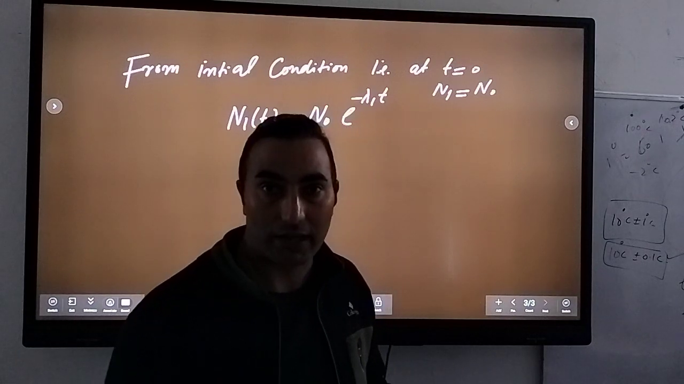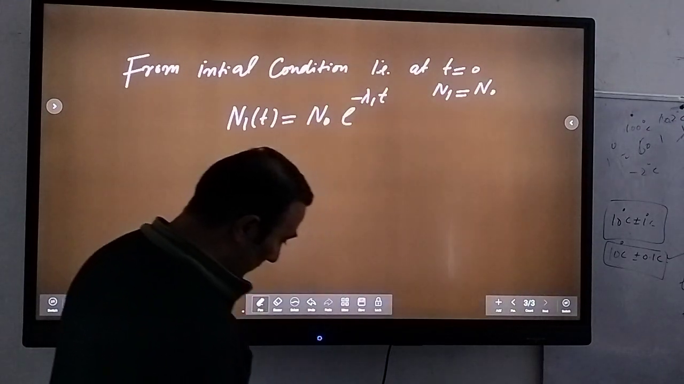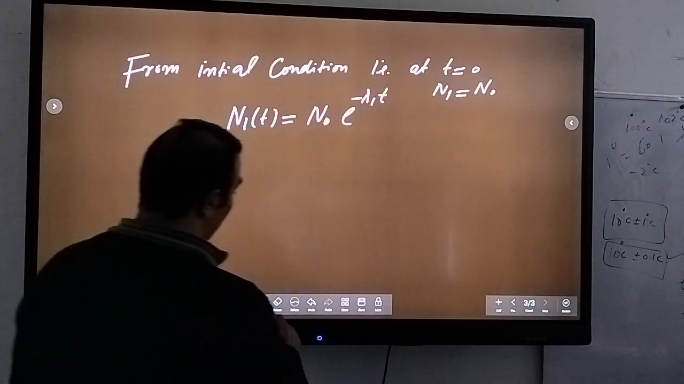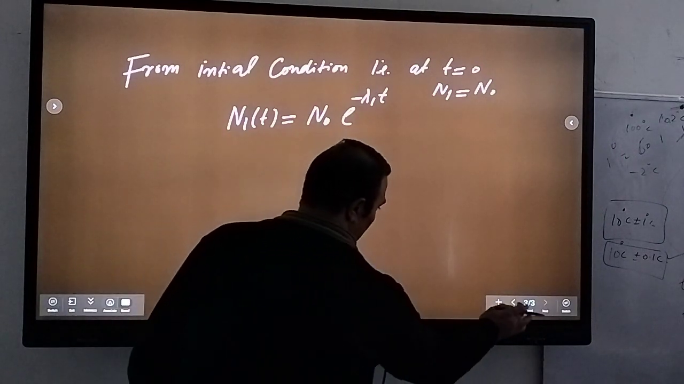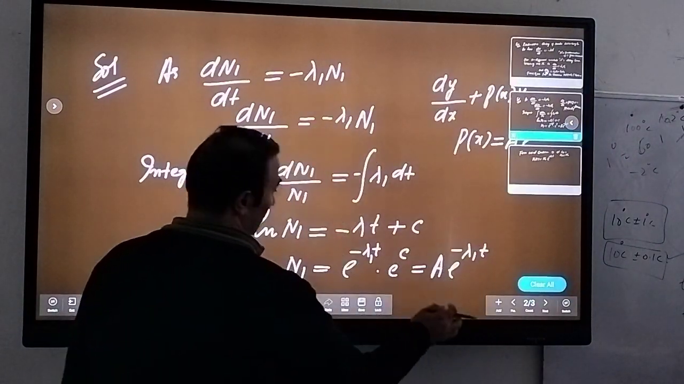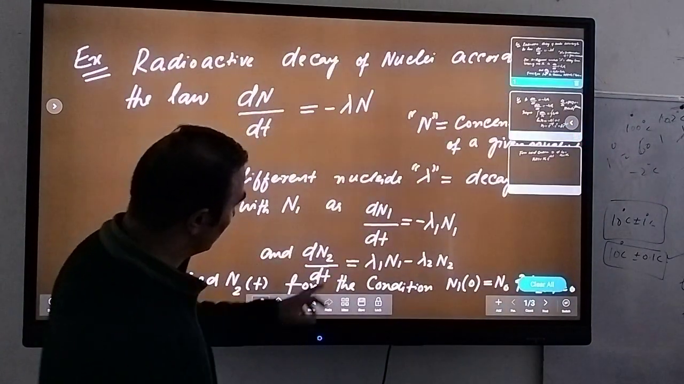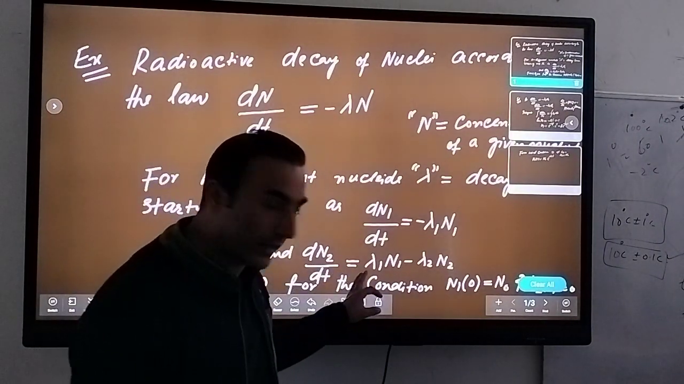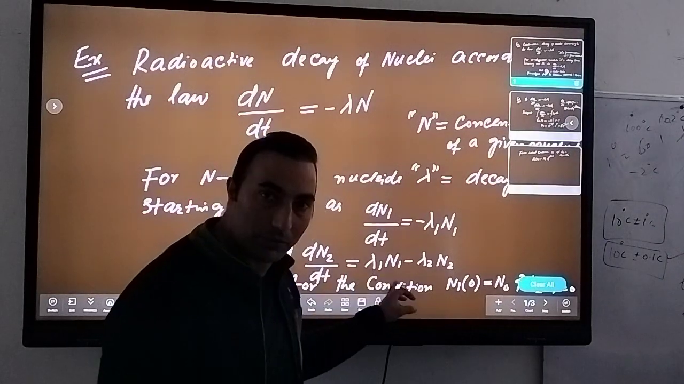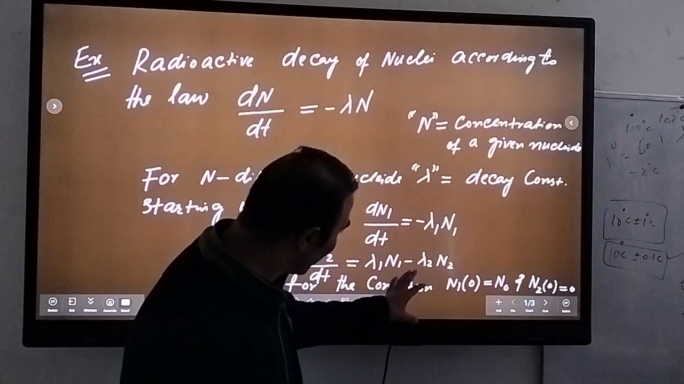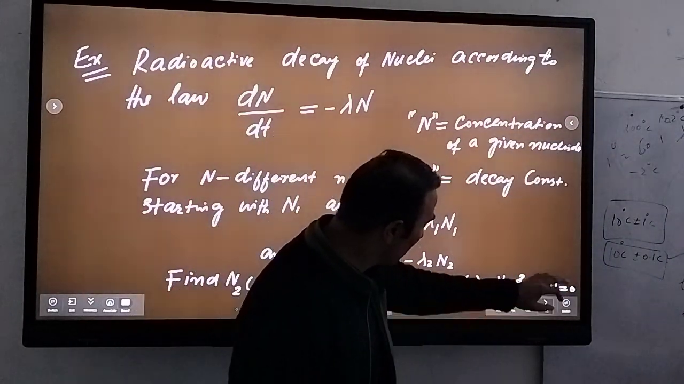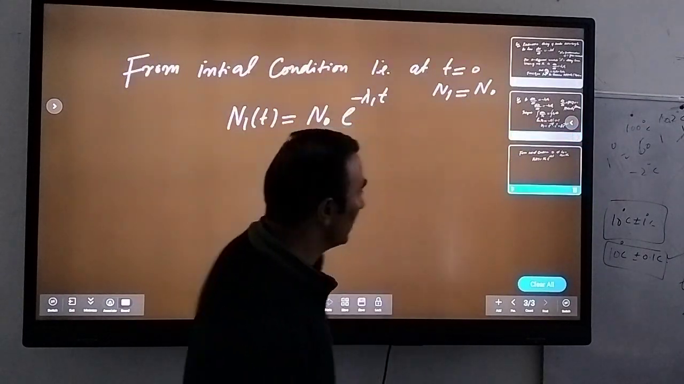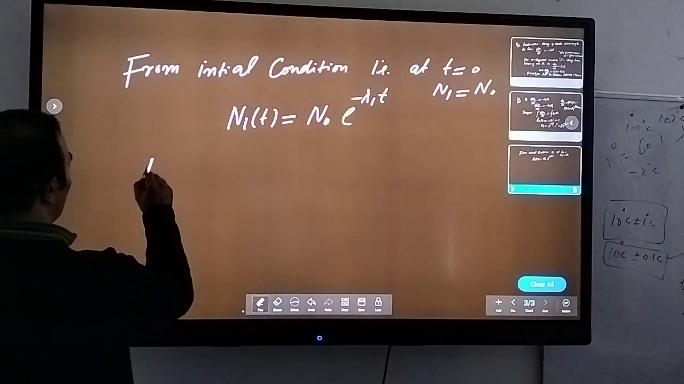Similarly, if you calculate N2 of t now, from our condition we have this equation. This is basically the equation for the second nuclide, that is dN2 by dt equal to lambda 1 N1 minus lambda 2 N2. So let's use this equation and solve it for N2.